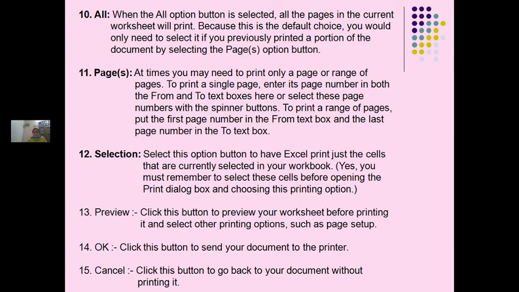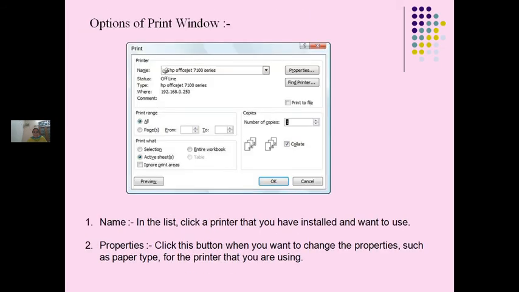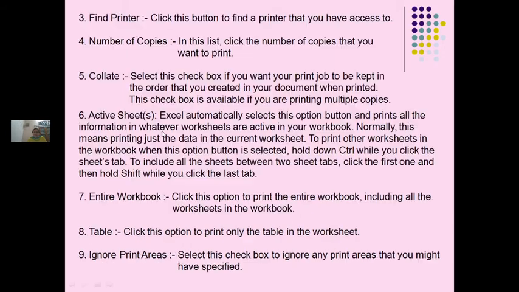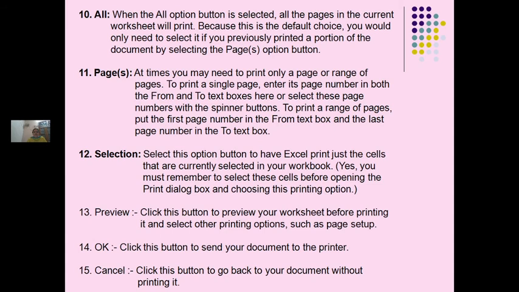Next, all. We are coming to the print range tab here. When the all option button is selected, all the pages in the current worksheet will print. Because this is the default choice, you only need to select it if you previously printed a portion of the document by selecting the pages option button.